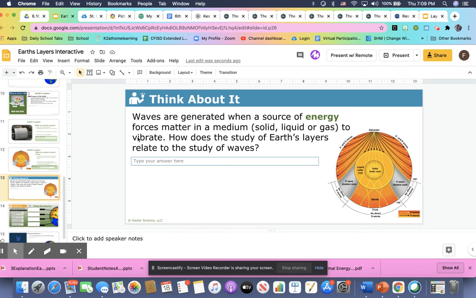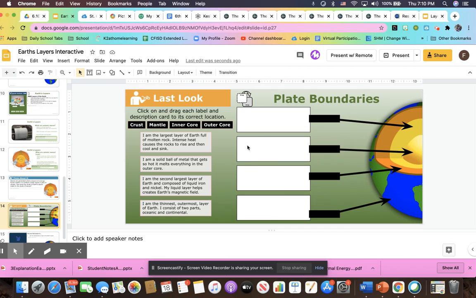How does the study of Earth's layers relate to the study of waves? So just think about this, think about what you've learned, and put it all together. Again, you can check your answer with your teacher. And then here, label it all. The little small ones go right here, and then the definitions go right here.